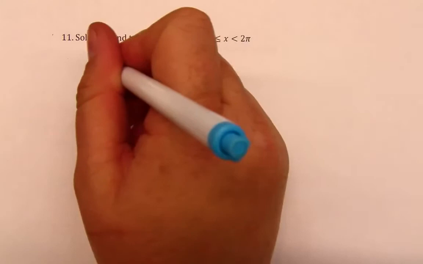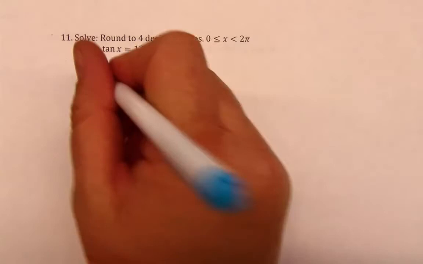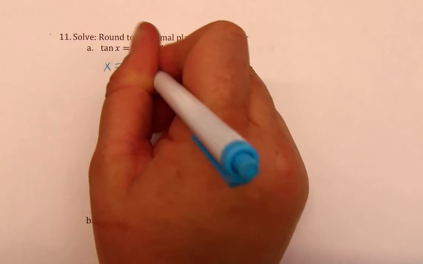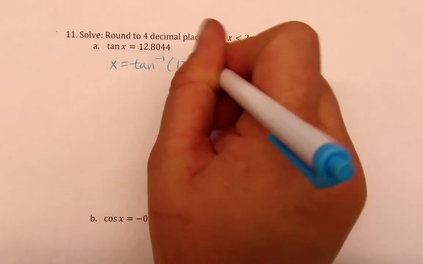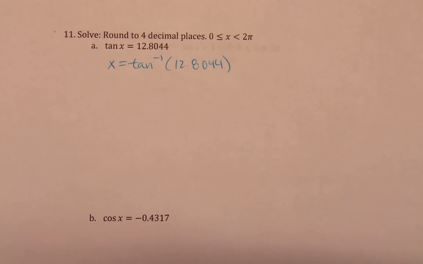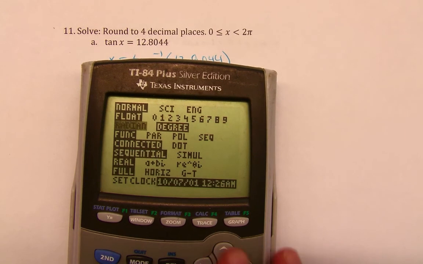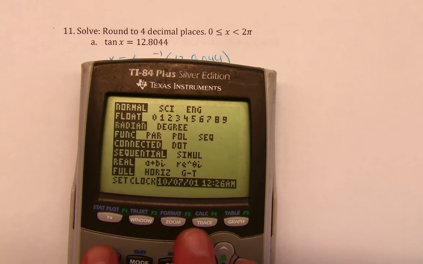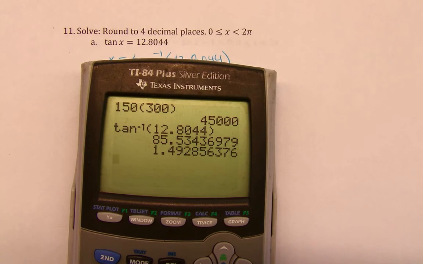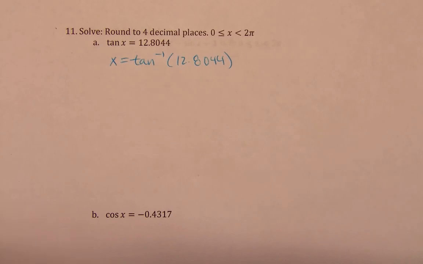What we're going to do then is use inverse tangent. So on our calculator, we'll do inverse tangent of 12.8044. So I'm going to go ahead and type that into my calculator. Inverse tangent of 12.8044. And I get an answer, and mine is in degrees. We want to do this in radians. And so in radians, that would be 1.4929. Okay, so I'm going to go ahead and write that.